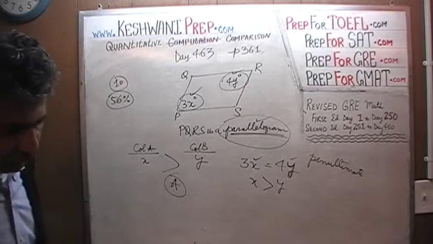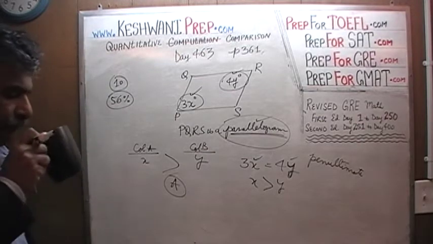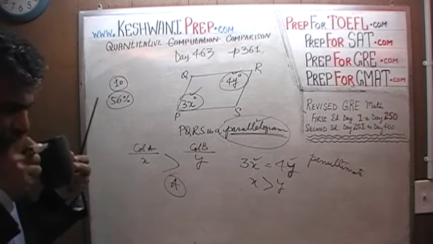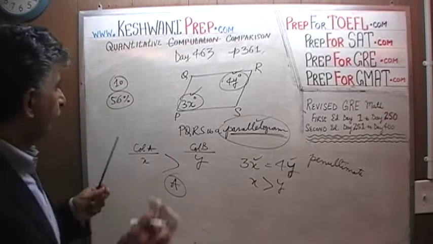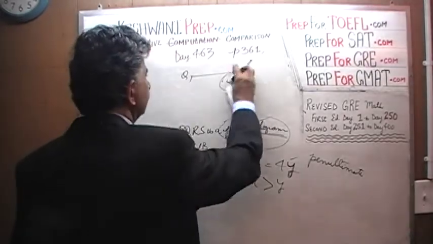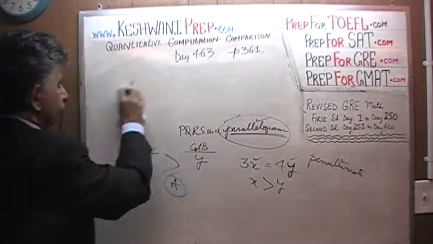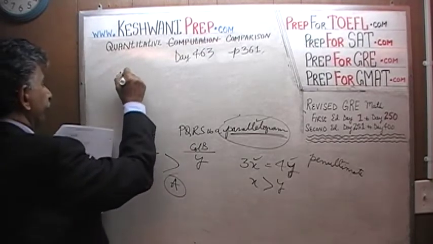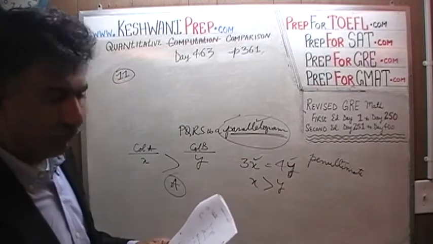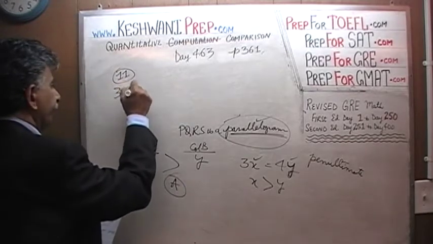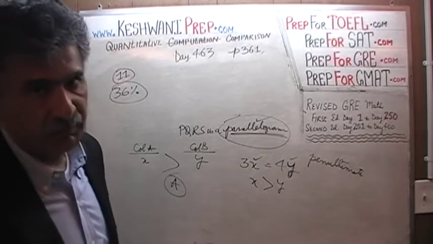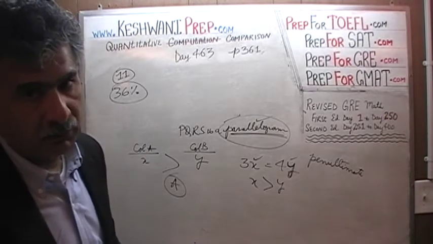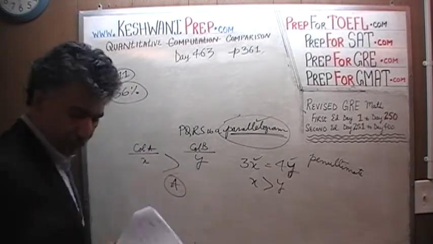Next one, question number 11, as it appeared in the exam. 36% of people got it right. The remaining people, a little less than two-thirds, missed it. Here's what the problem says.